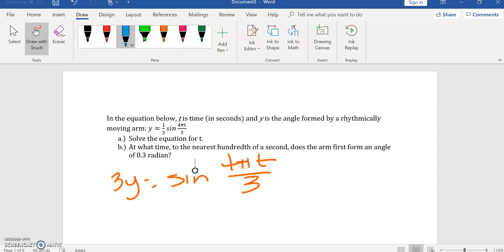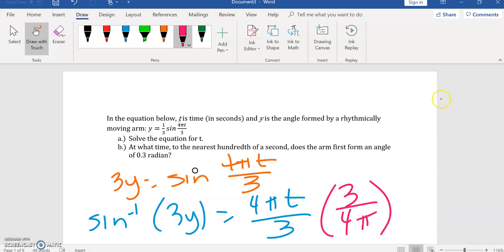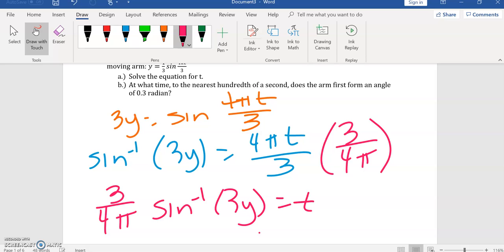Now to get to that t, I need to take the arc sine, so I'm going to do the inverse sine here of 3y equals 4 pi t over 3. Then I'm going to multiply by 3 over 4 pi to get that t alone, so I'm going to get 3 over 4 pi arc sine of 3y equals t. So this is my first step. This is my equation. And I've just moved it around, so I've solved for t now instead of y.